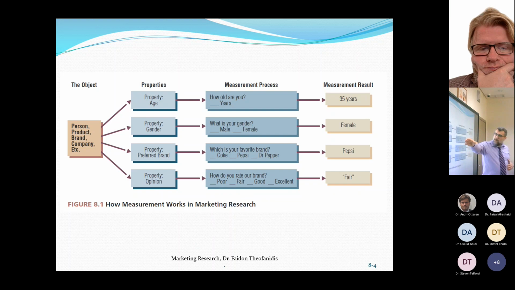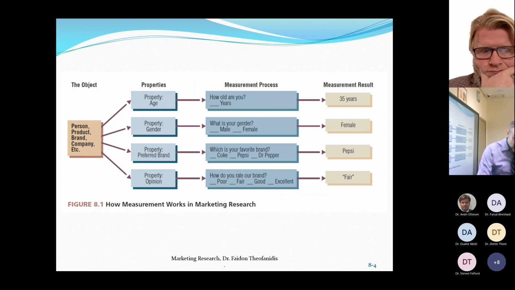So we have the object, we have the variable, we have the questions, and every question is measuring only one variable. A common mistake in research is that sometimes we develop questions which measure two things, not one.